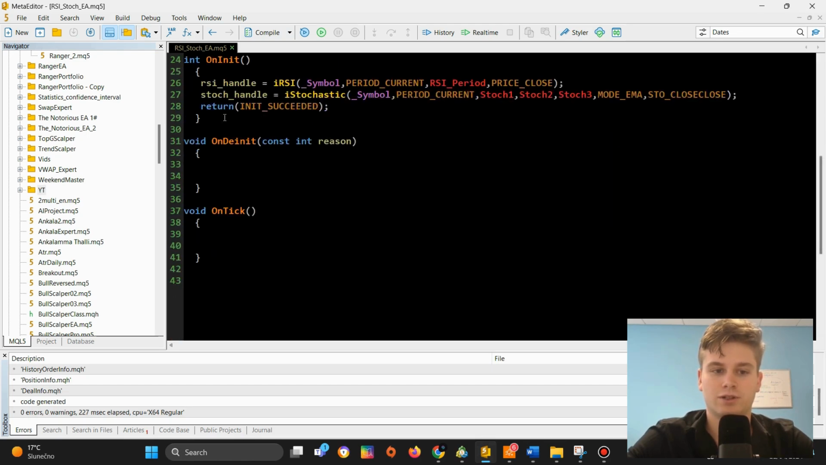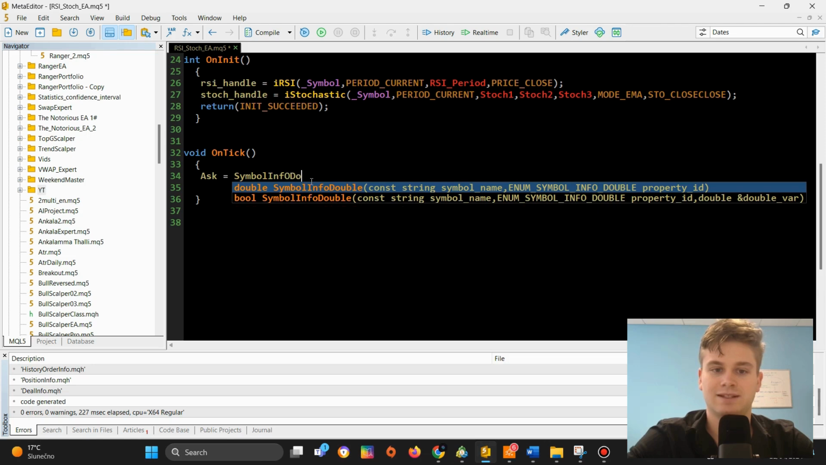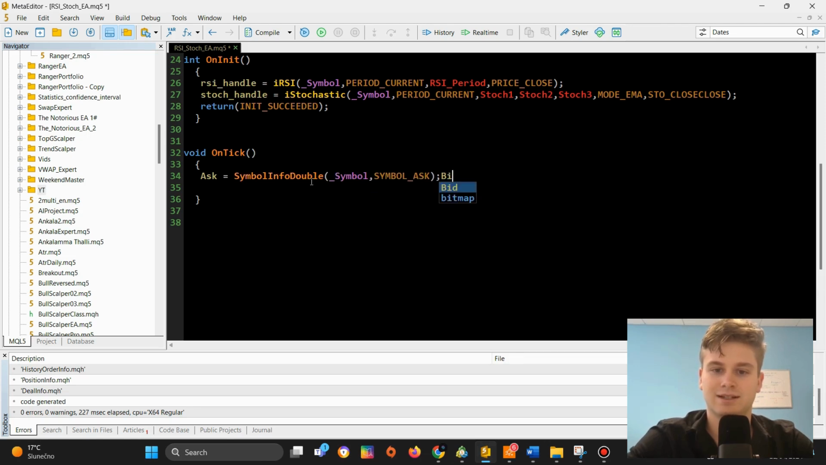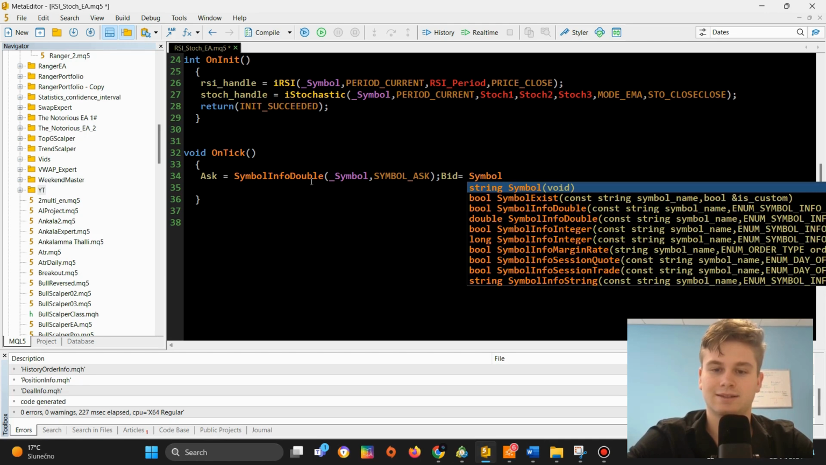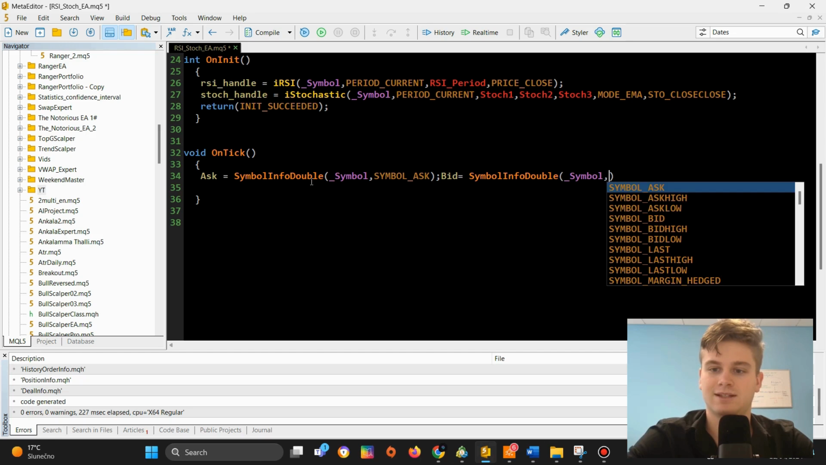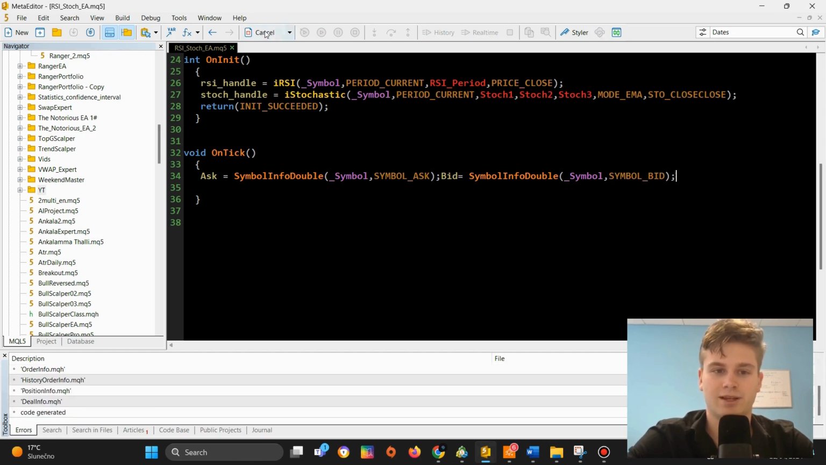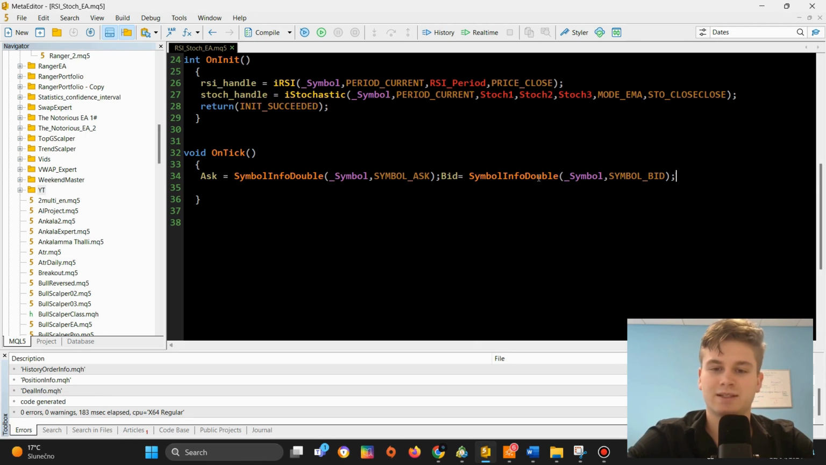Then we can move on to the onTick function. We won't need the OnInit function, so I can delete it here. So let's only work on the OnTick function. The first thing that I will do is get the latest ask and bid price. So SymbolInfoDouble for the current symbol and SYMBOL_ASK. And then I also want to get the latest bid price. So SymbolInfoDouble, symbol and SYMBOL_BID. I will use the ask and bid price when opening buy and sell positions. So that's why I need those values.